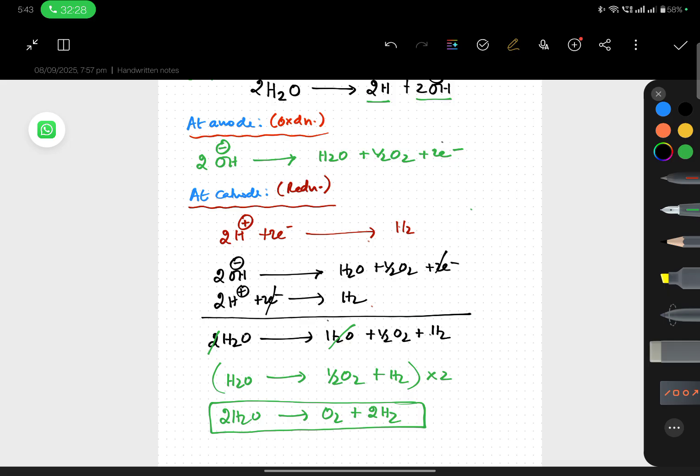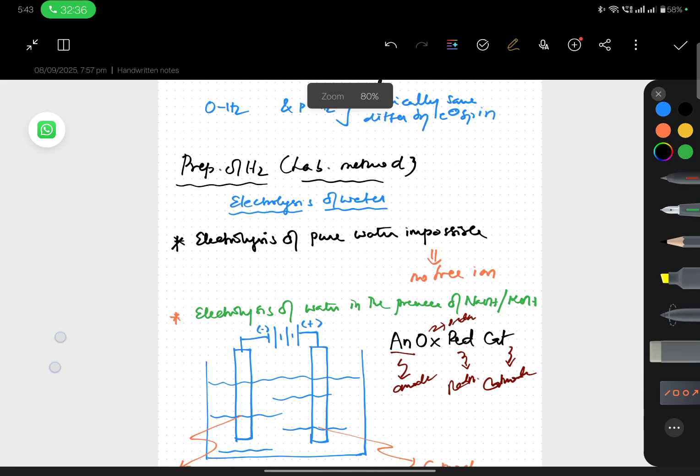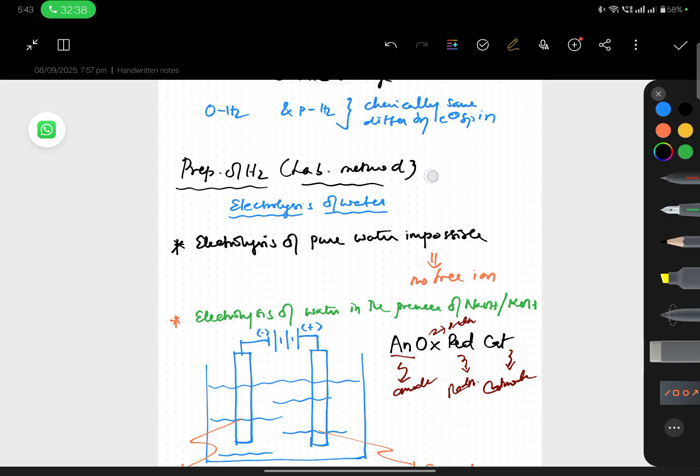So this is one method of preparing hydrogen in the lab. Shall we go for another? This method is not only happens in the lab, it also happens in industries. Write down. This is also industrial method. Here you go. This is also industrial method.